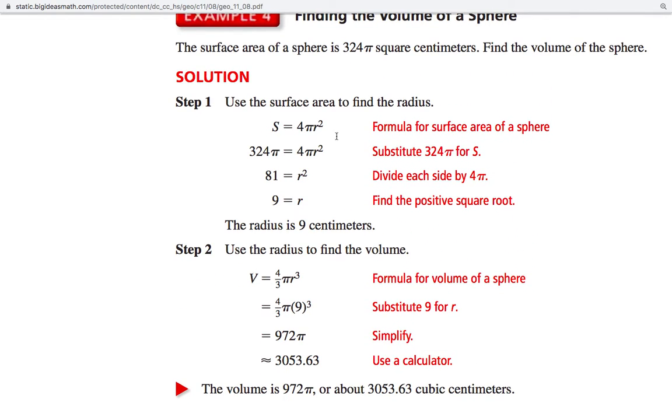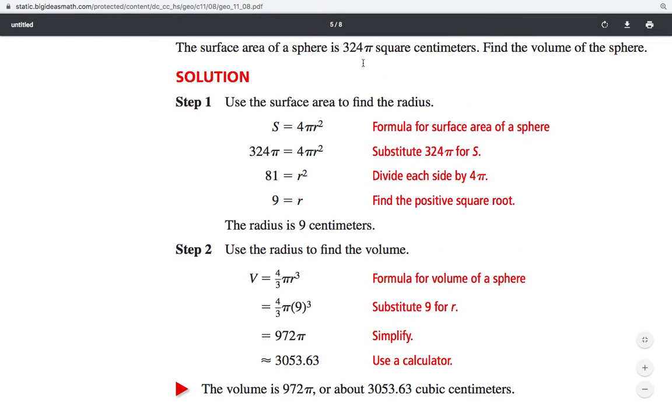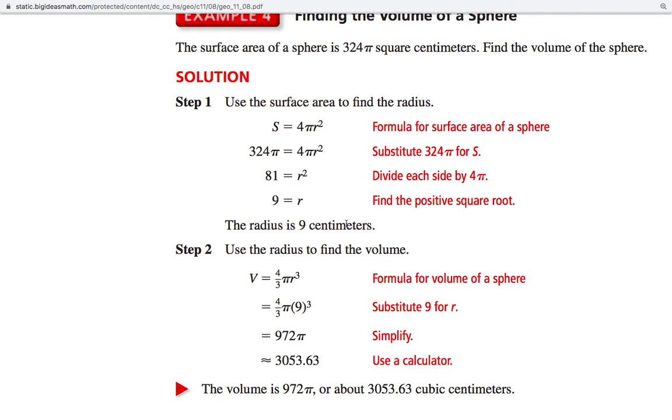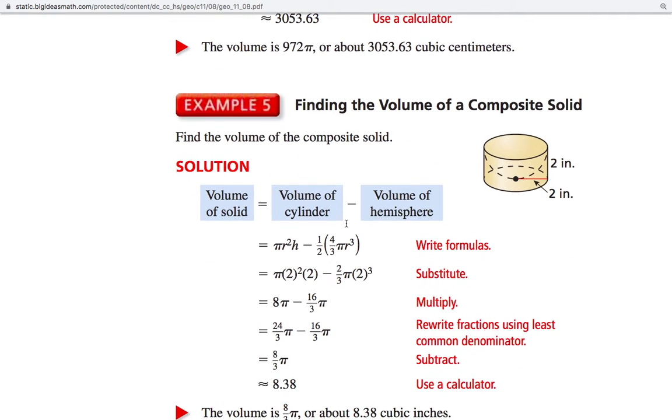So finding the volume, if they give us the surface area, then we work backwards. We use the surface area formula, we solve for the radius. The good news is if they give it to us in terms of pi, the pi's just cancel out. Divide by 4, we're left with 81 is equal to r squared. Take the square root, we get our radius. Then we can take the radius, plug it into the other formula, right?